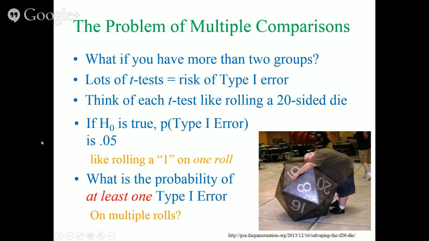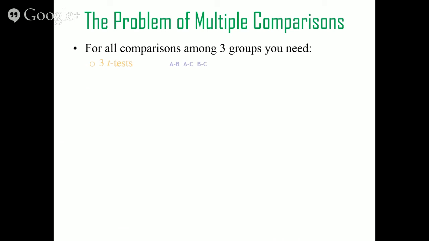So if the null hypothesis is true, your risk of committing a type 1 error on any one study is like rolling a 1 on one roll of a 20-sided die. You have a 1 in 20 chance of it happening. So what's the probability of at least one type 1 error happening on multiple rolls if the null hypothesis is true? Well, if you have 3 means, so maybe low acidity, medium acidity, and high acidity to grow your worms, then you will need 3 t-tests. You need to compare group A to group B, and the mean of group A to the mean of group C, and B to C. So you need 3 t-tests to cover all those possibilities.